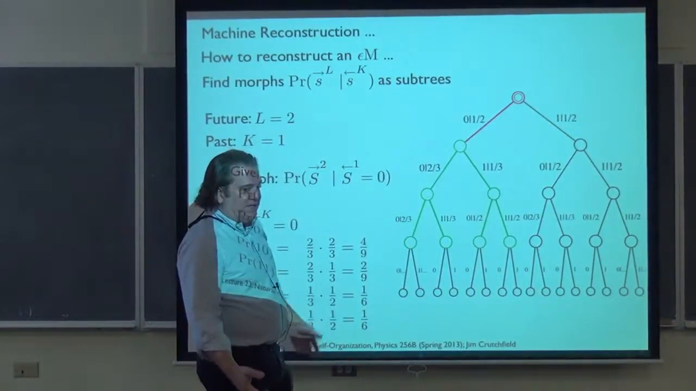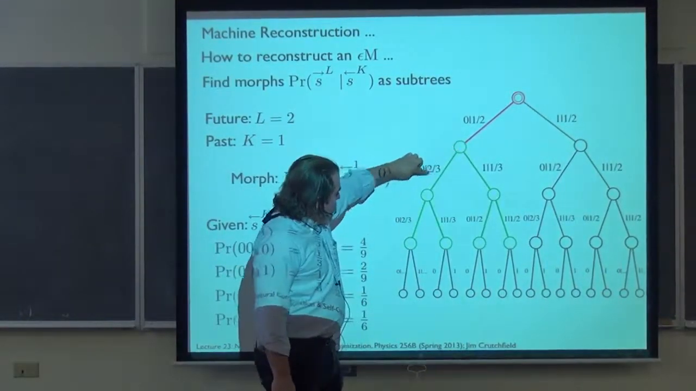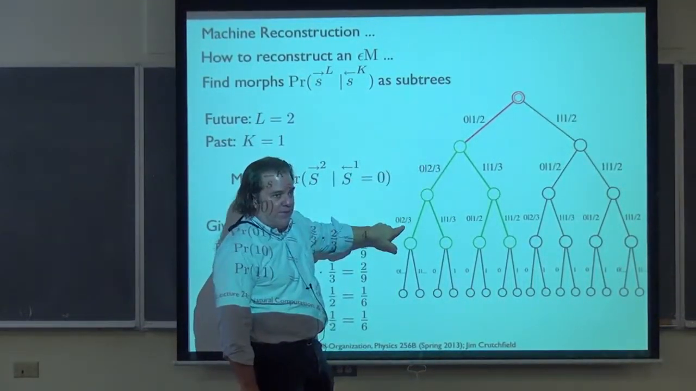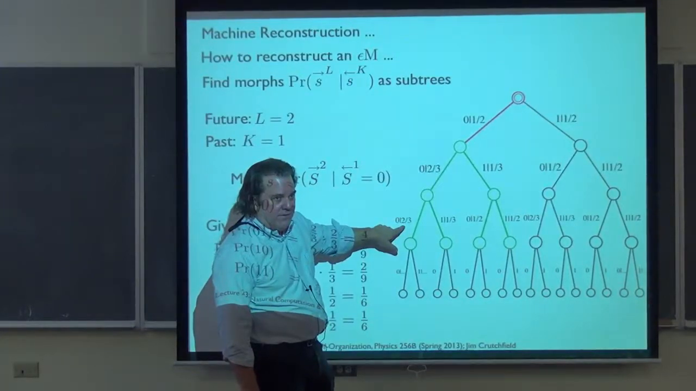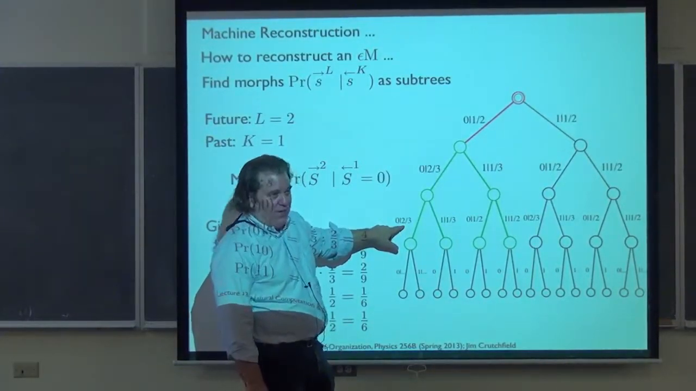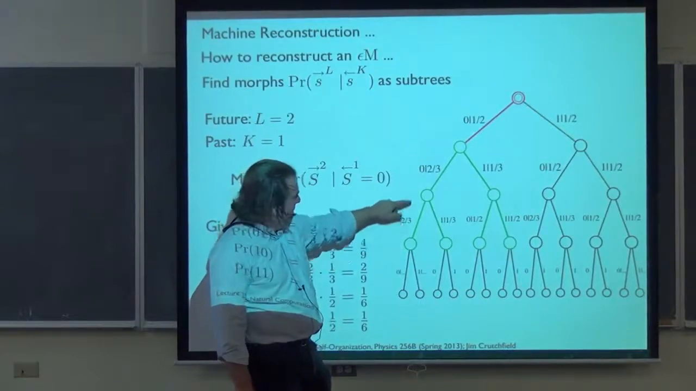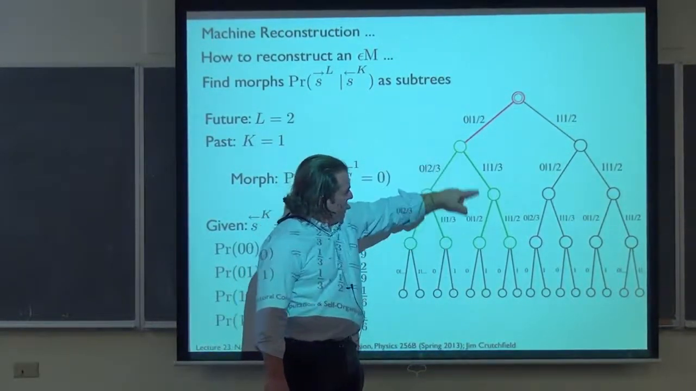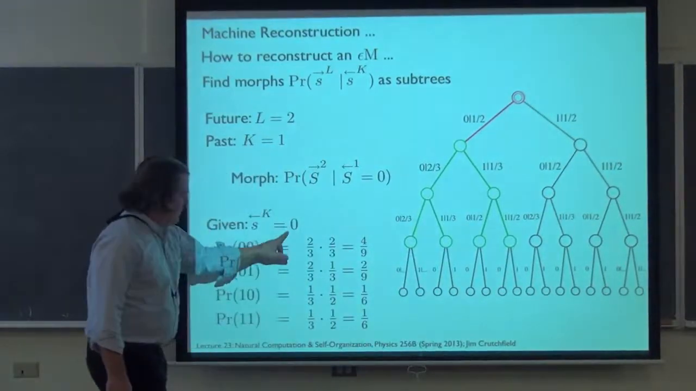And then given that, I want to calculate the probability of seeing 00, 01, 10, and 11. Well, how do I do that? It's pretty simple. Given that I'm here, the probability of seeing 00 is just the product of those two transition probabilities, 4/9. So given that I saw a 0, my prediction I'm going to see 00 is 4/9, or 01 would be 2/9, and so on. So I just kind of wrote these out here.